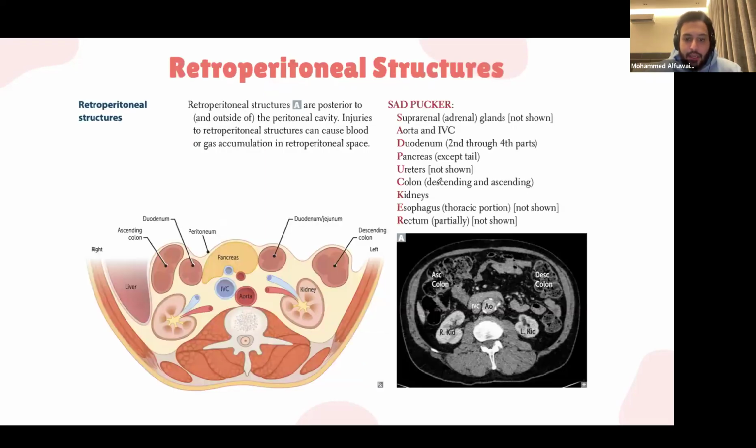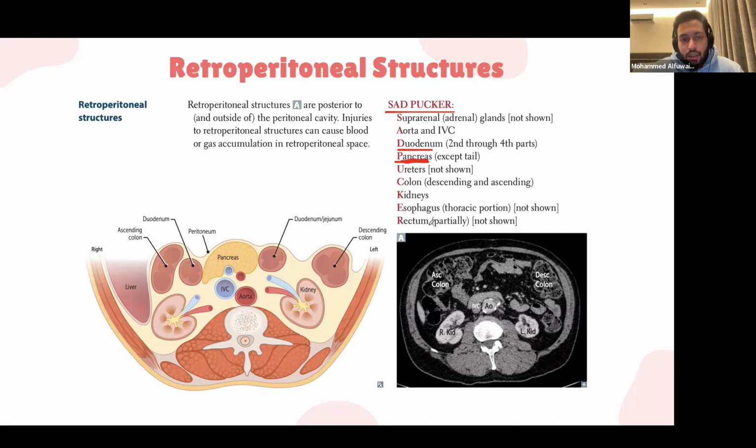Last thing is know which structures are retroperitoneal, which is this mnemonic, SAD PUCKER. Adrenal glands, aorta, IVC, duodenum, majority of it. The most important is the pancreas that you need to remember. We got a question on it last year. Then you have ureters, colon, some of it, descending and ascending. Transverse is intraperitoneal, and kidneys, esophagus, and rectum.